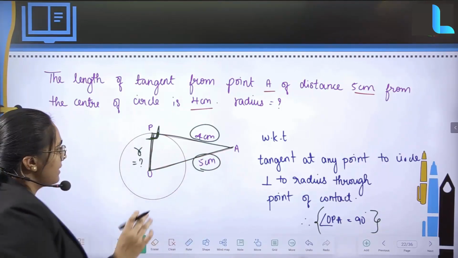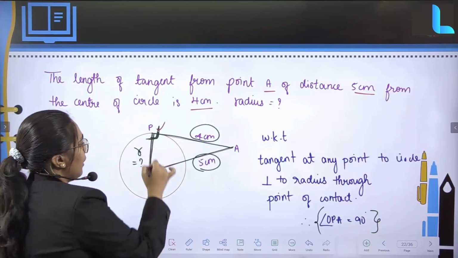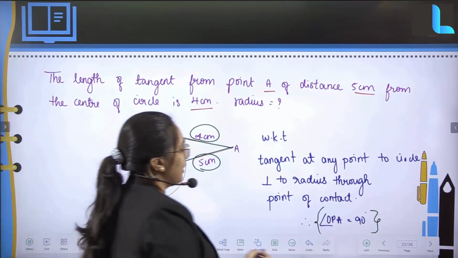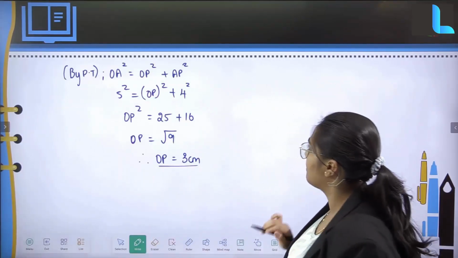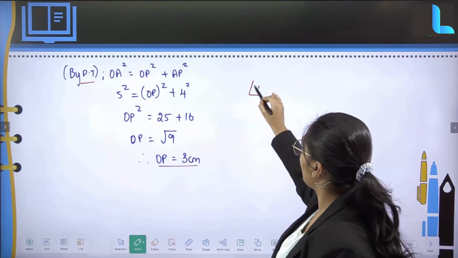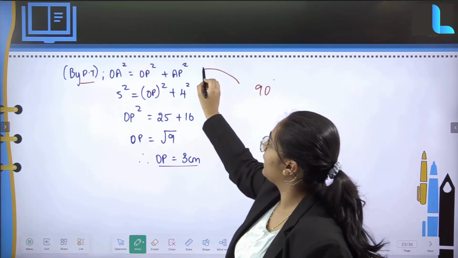Once I've got this 90 degrees, if you closely observe, it is going to form a right angle triangle. Angle 90 degrees has been satisfied, and now that it is going to form a right angle triangle, it is very simple for us to apply Pythagoras theorem. The basic condition of 90 degrees has been satisfied. So I am applying Pythagoras theorem.